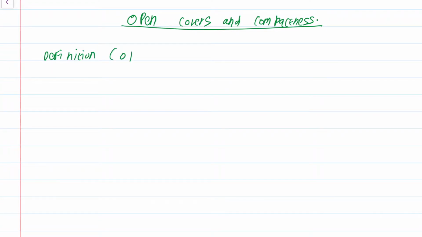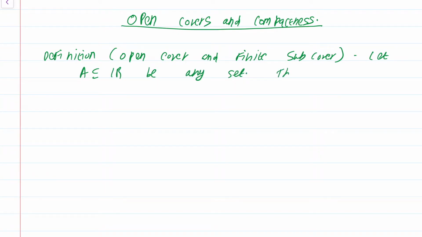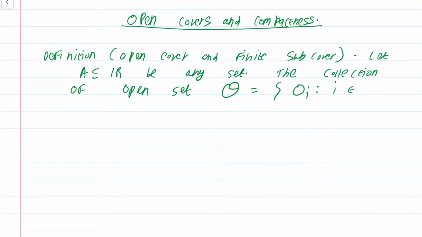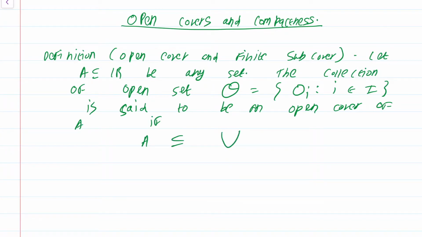This is the definition of an open cover and finite subcover. Let A subset of R be any set. The collection of open sets, script O, which is some O_i, i coming from some indexing set, is said to be an open cover of A if A is a subset of the union of all these open sets O_i. Okay, so this is a fairly straightforward notion. You say a collection of open sets is an open cover if the union covers the set.